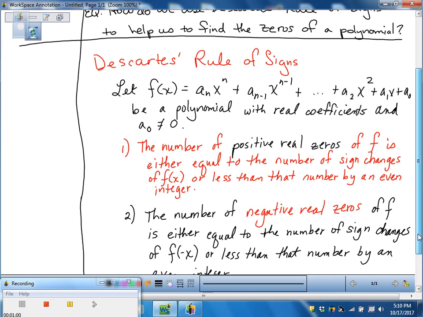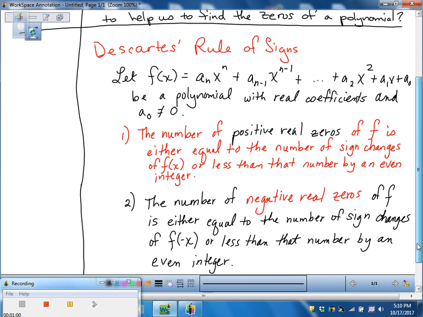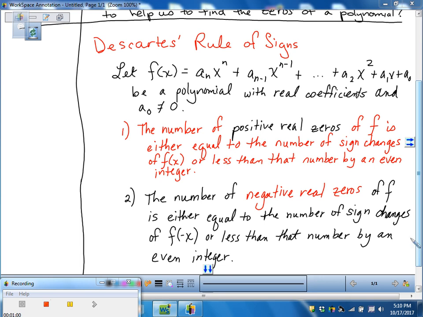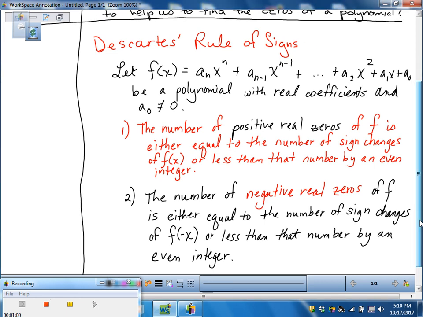The second rule for Descartes' rule of signs deals with the negative real zeros. The second rule says the number of negative real zeros of f is either equal to the number of sign changes of f of negative x. So notice for the negative real zeros we plug in negative x into the function, or less than that number by an even integer. Go ahead and pause, copy down this information, and then we will pick up with an example.